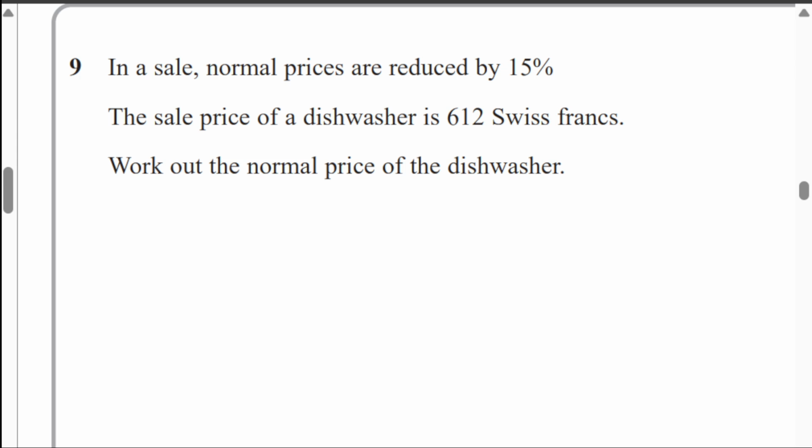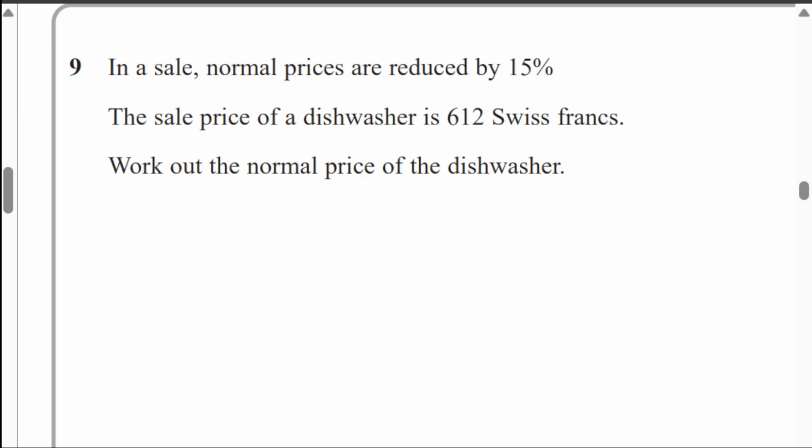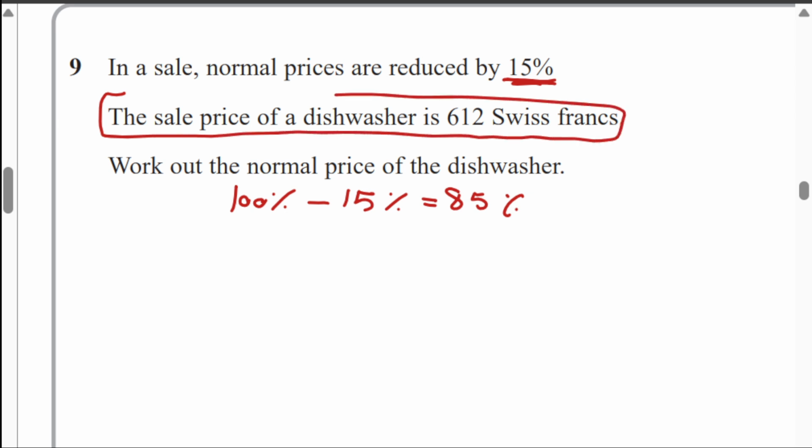Now, this is a very important part. Normal prices are reduced by 15%. So if someone wants to buy anything, they will pay 15% less. So instead of paying 100%, you will pay 100% minus 15% because it's reduced by 15%. So people will pay 85%. That's very good. Now, the sale price of a dishwasher is 612.